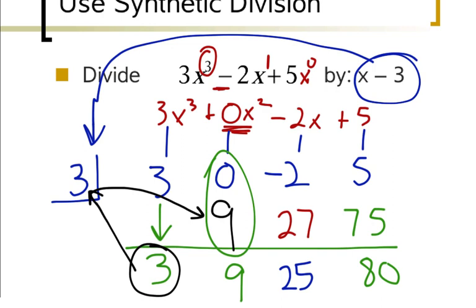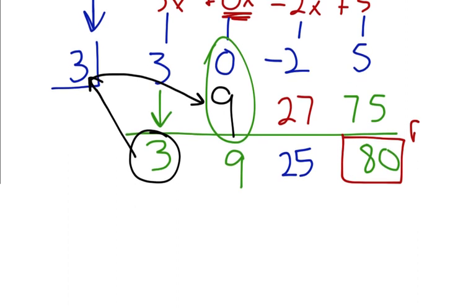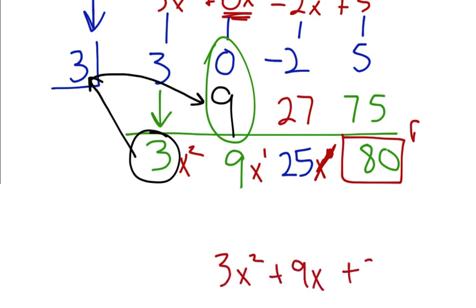Well, this time we actually do have a remainder. Okay, this is our r. The last number again is always r. So now to write our solution, again these are x's, so this one's going to be x to the 0. In other words, no x here. X to the first power, x to the second power. So my result is 3x squared plus 9x plus 25 and plus my remainder. But I don't just say plus 80.